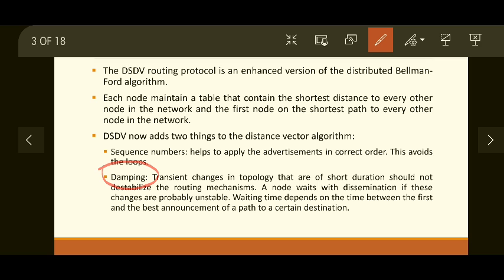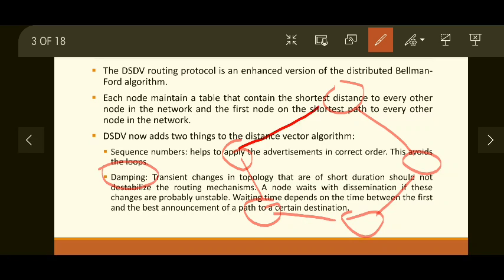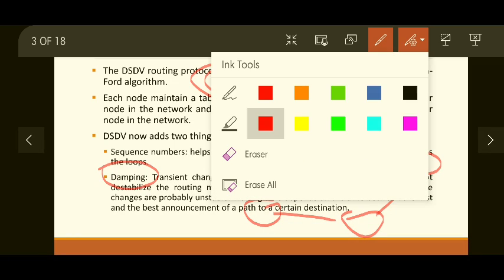Now what is damping? Sometimes it may happen that a node temporarily moves or changes its location within the network. For example, this is a node that changes the location, it moves here for a very short period of time and then comes back to its original location again. In that case, changing the tables for all other nodes is not a good solution. We have seen DSDV asks each node to keep a routing table for each particular destination within the network. So temporary movement of a particular node should not initiate routing table updates for each node. Okay, so that is called damping.